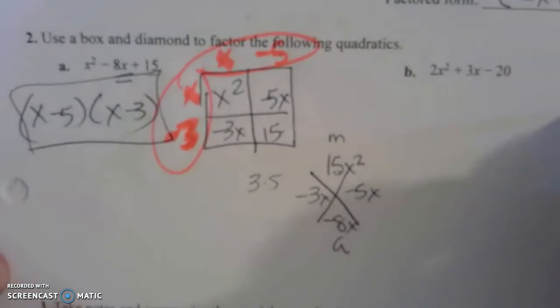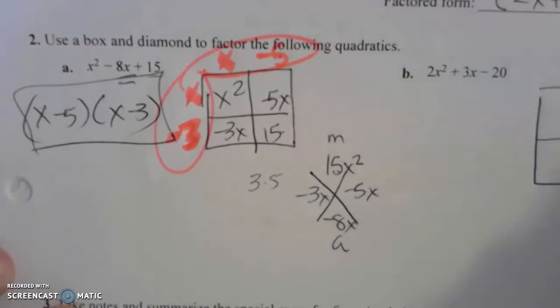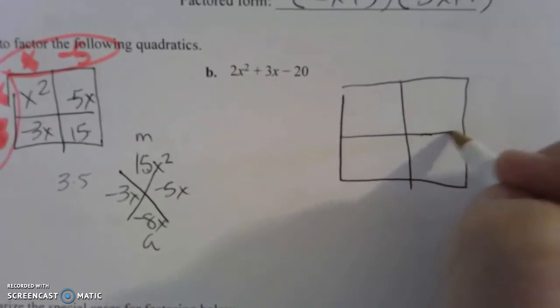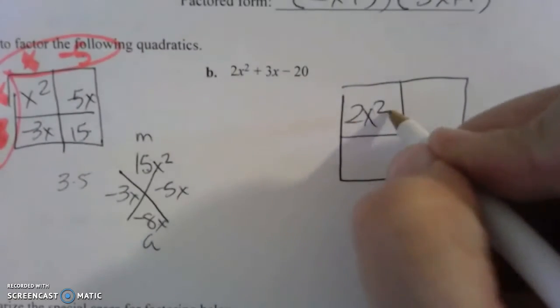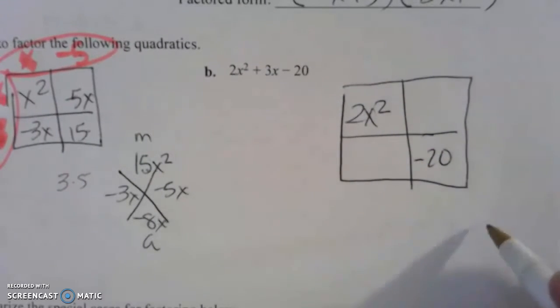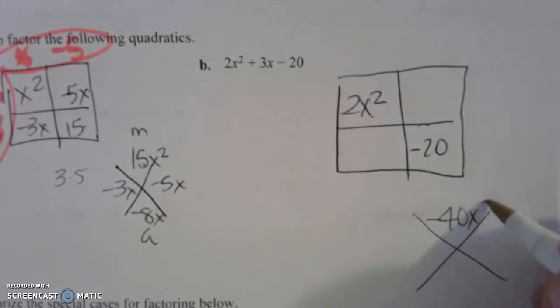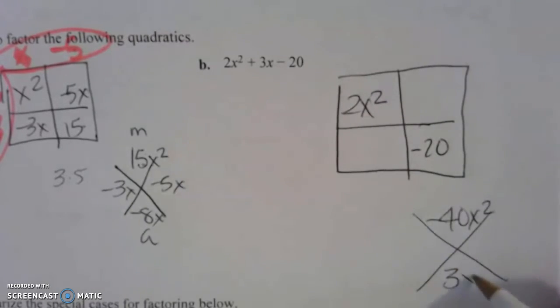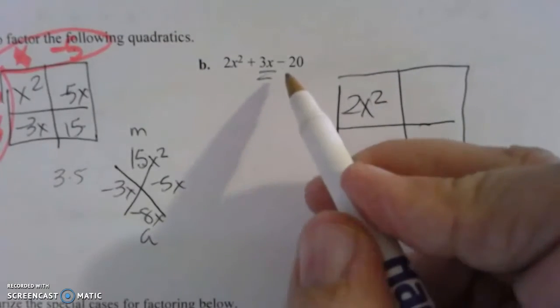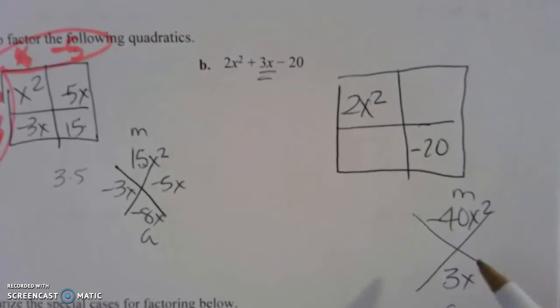Here we go again. We're going to make our box. I'm learning to make my box a little bit bigger so I can fit everything in it. 2x squared, and that's a negative 20. And when I multiply those, I get negative 40x squared. And this bottom number, remember, this middle number, b for bottom. What multiplies to make 40 and adds to make 3?